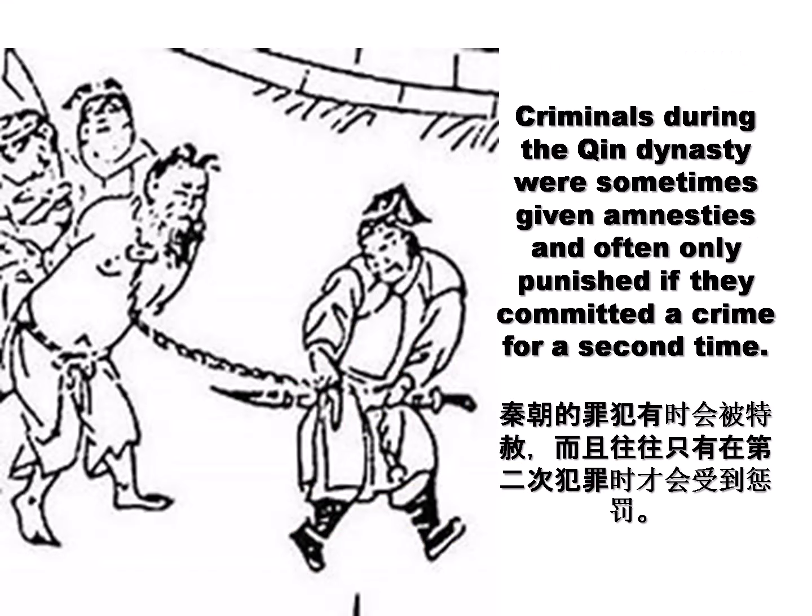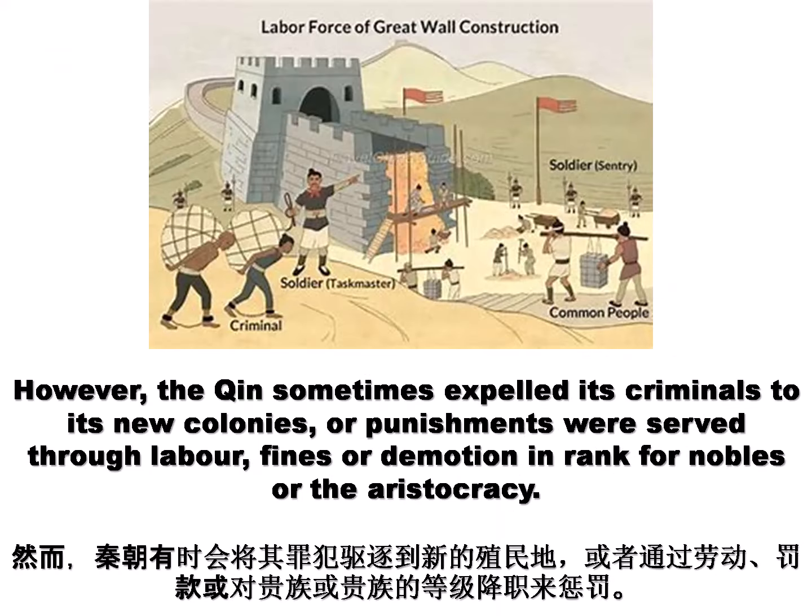Criminals during the Qin Dynasty were sometimes given amnesties and often only punished if they committed a crime for the second time. However, the Qin sometimes expelled its criminals to its new colonies, or punishments were served through labour, fines, or demotion in rank for nobles or the aristocracy.